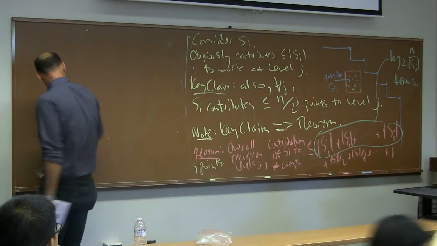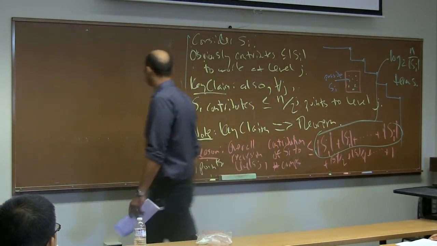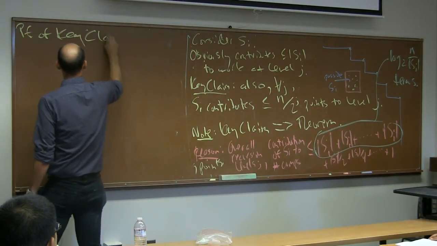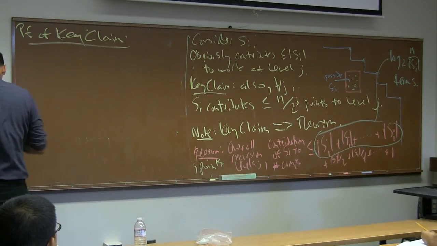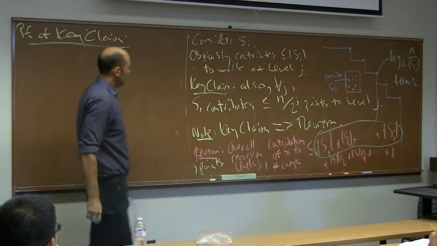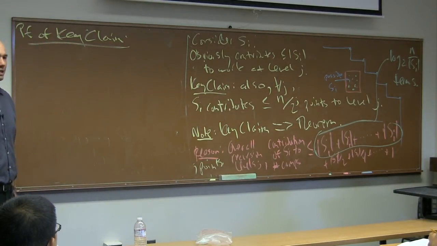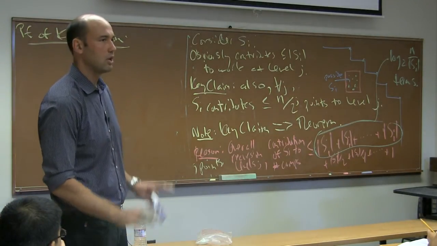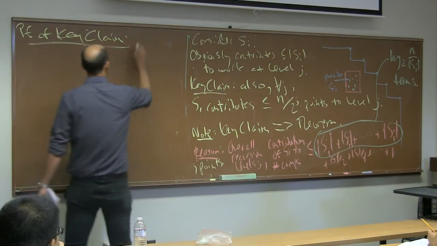So, onward. Proof of key claim. So fix J, right? This upper bound is parameterized by J. It says whatever your box, whatever your S sub I, I don't care what the original size was, whatever's left at level J is at most the original point set size n over 2 to the J. So fix J.